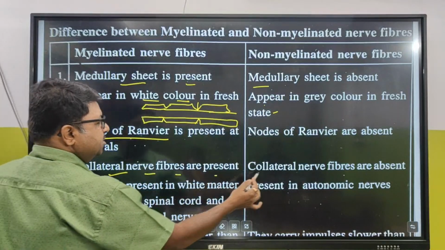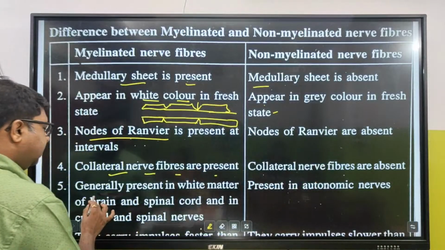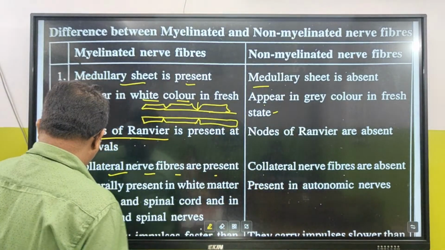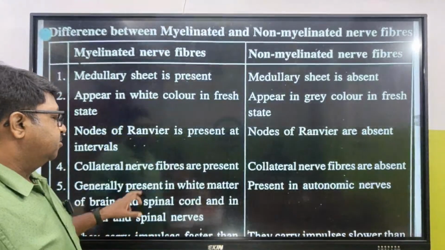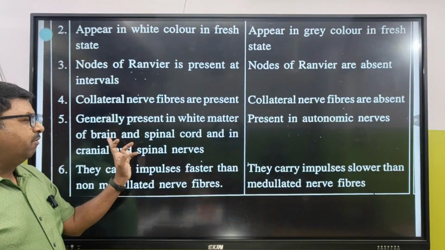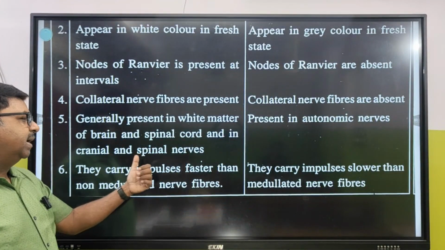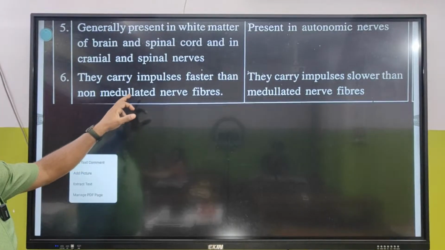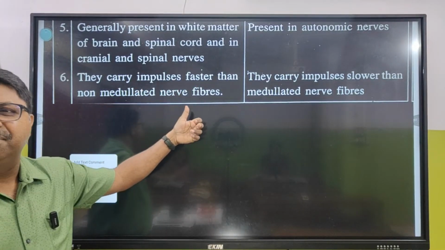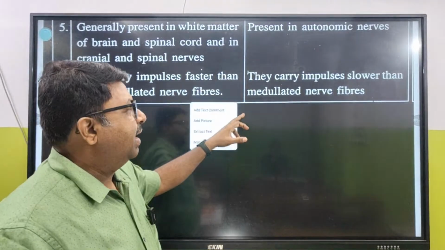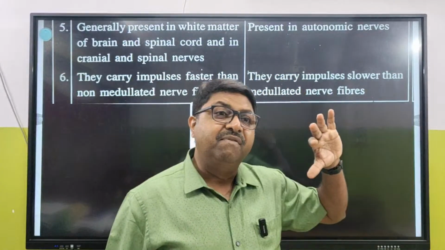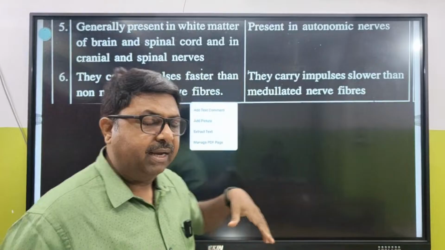Collateral nerve fibers are present in one, absent in the other. Myelinated generally present in white matter. Non-myelinated present in autonomic nerves. Fine. So myelinated are present in white matter of brain and spinal cord and the cranial and spinal nerves. They carry impulses faster than the non-myelinated. Fine. And how many times faster? 50 times approximately.